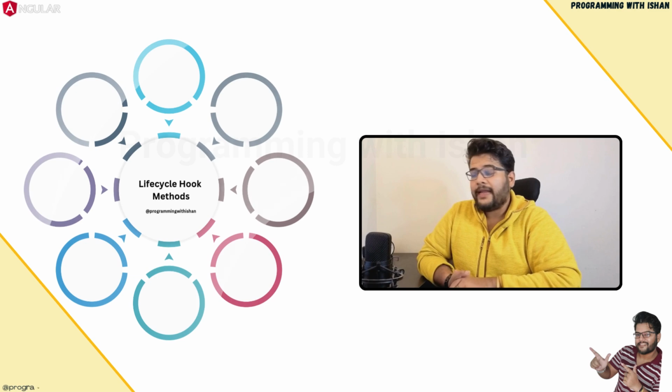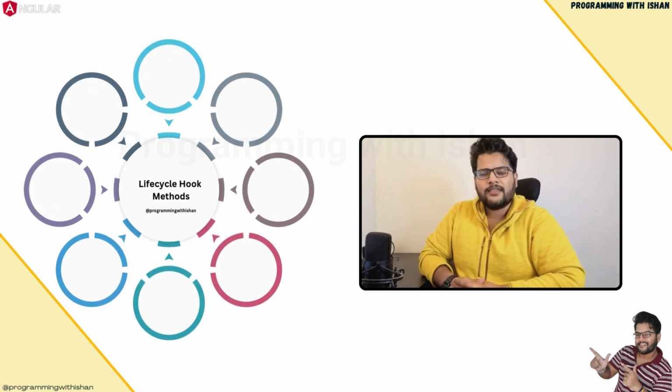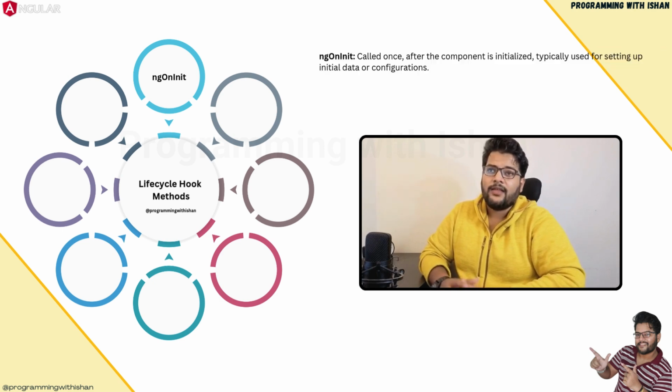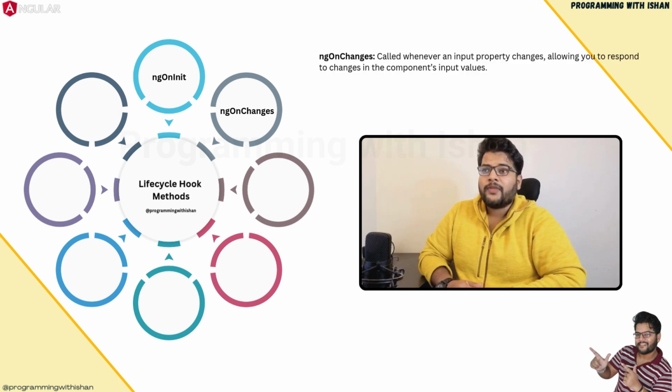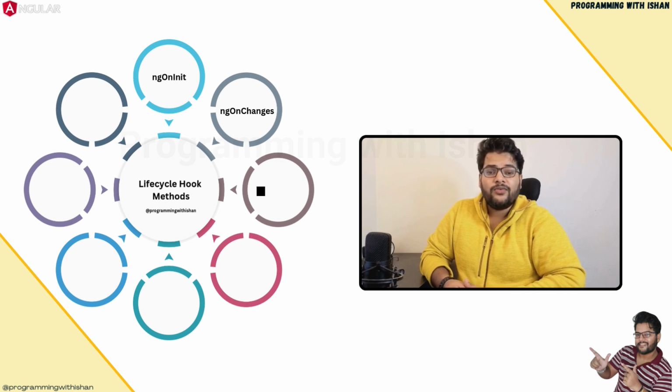So we have in total 8 lifecycle hook methods available, and let's discuss each one of them starting from ngOnInit. ngOnInit is that stage of the component's lifecycle which gets called only once at the time of component's initialization. They are typically used for the purpose of setting up initial values and configurations. Then comes the ngOnChanges. So ngOnChanges gets called whenever there is an input property change, and input property you can consider as the @Input property which we utilized in our component interaction chapter. So that's the one.